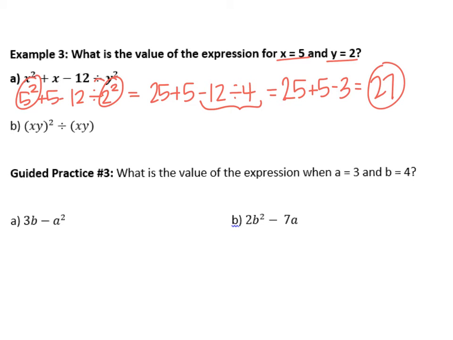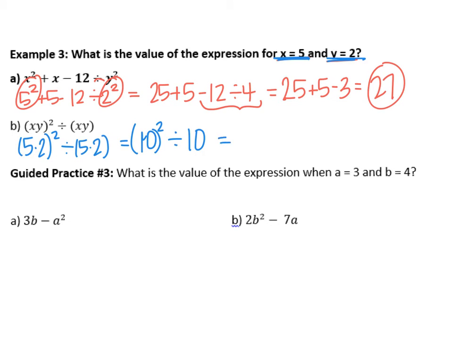All right, B, everywhere you see an x, you're still going to put in a 5, and everywhere you see a y, you're still going to put in a 2. So you get 5 times 2 squared divided by 5 times 2. We want to do parentheses first, so we get 10 squared divided by 10. Exponent's going to give me 100 divided by 10, and then 100 divided by 10 is 10.